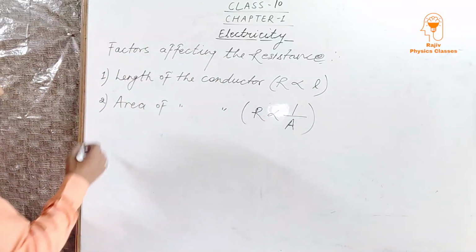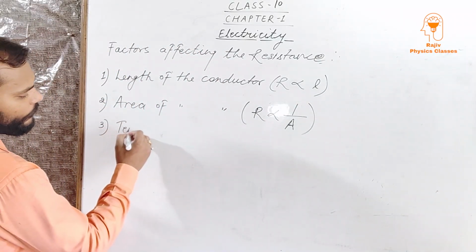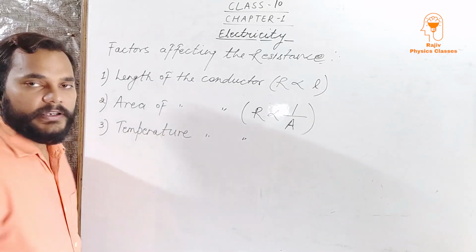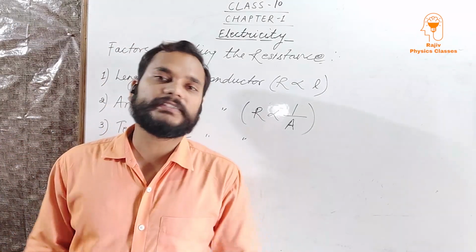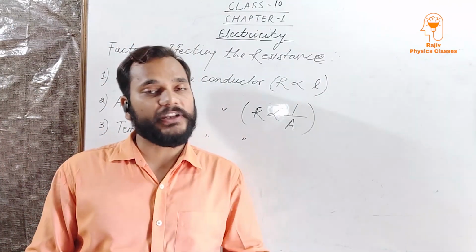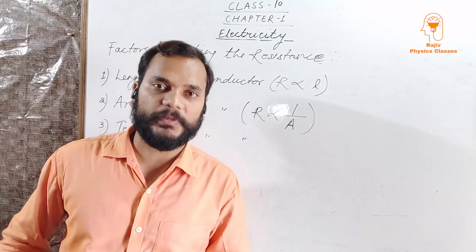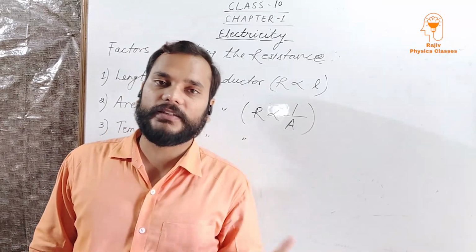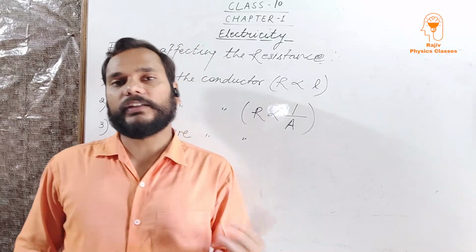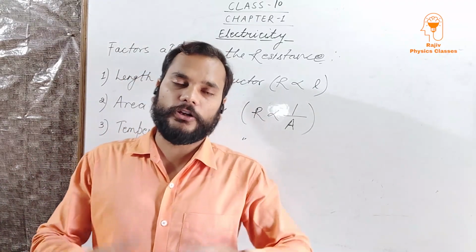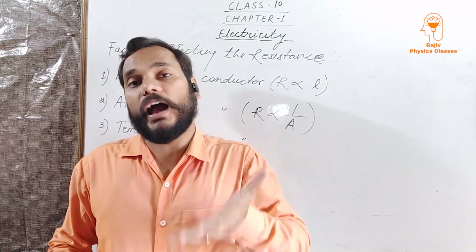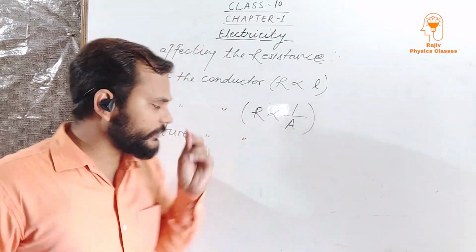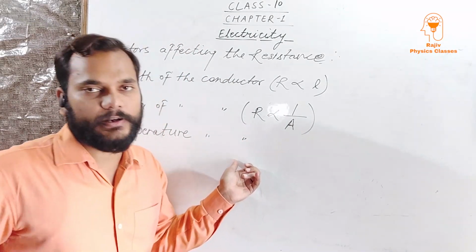Number 3 is the temperature of the conductor. No doubt, resistance of a conductor also depends on its temperature, and it has a direct relationship. As the temperature increases, the resistance of the conductor will also increase. Or we can also say that if the resistance of the conductor is high, it will also give a high amount of heat. So resistance is directly proportional to the temperature of the conductor.